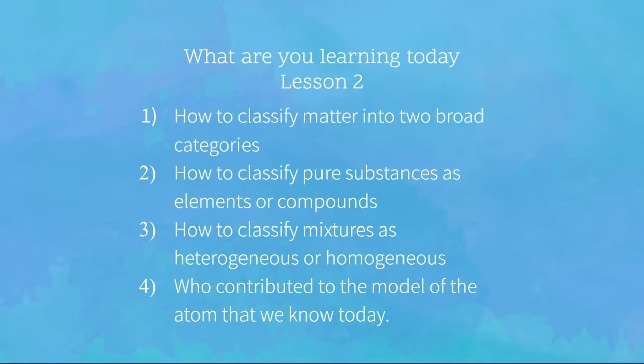So what did you learn today? You should have learned the 2 broad categories, pure substances and mixtures. You should have learned that in pure substances, there are elements and compounds, what the difference is between them, and how to classify them. You should have learned heterogeneous and homogeneous mixtures, their differences, and how to classify them. And lastly, who contributed to what we know today about the atom.